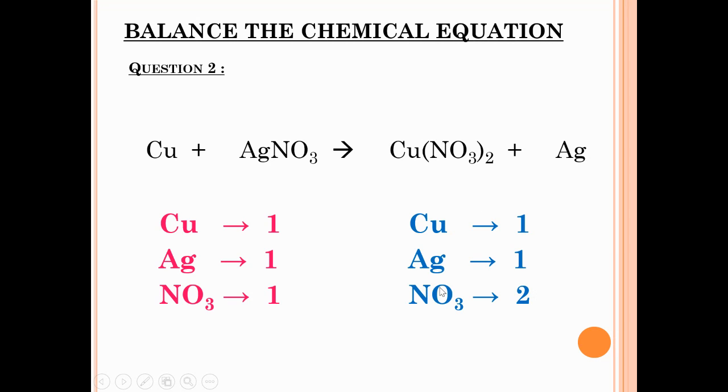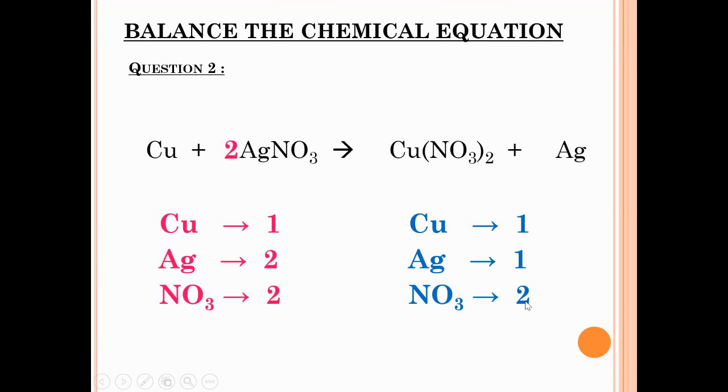This nitrate ion we count as one big family, because before the reaction they are stuck together, and after the reaction the nitrate ion is still the nitrate ion, it didn't separate. So we count it as one big unit. On the product side here is 2, but on the reactant side is only 1. So what we're going to do is put 2 here.